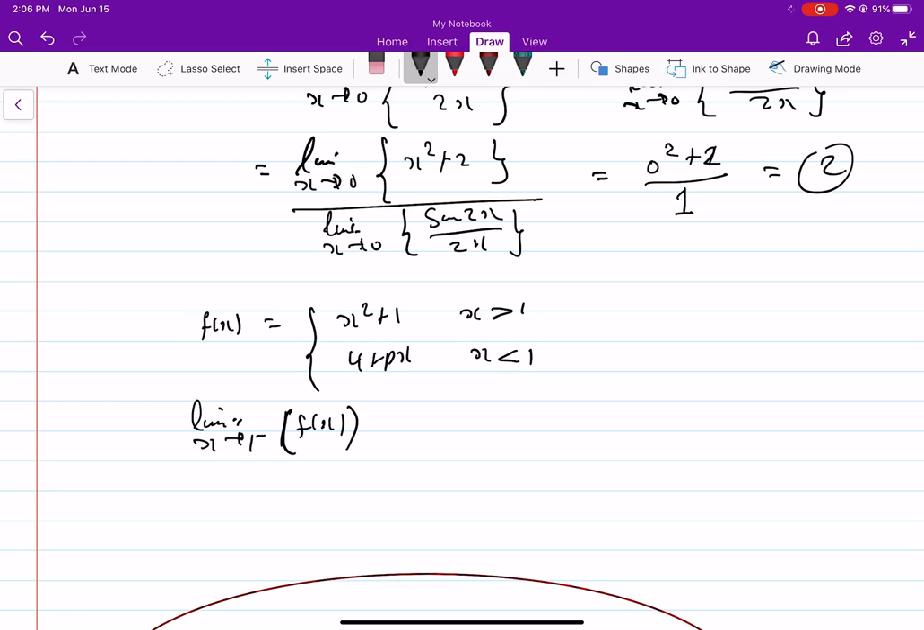It has to be the 4 plus the px, right? That function exists for values of x less than 1. So you can approach 1 from values of x less than 1. So this would be the limit.